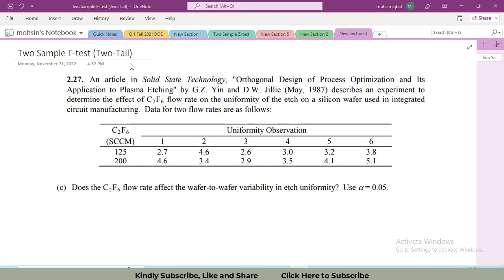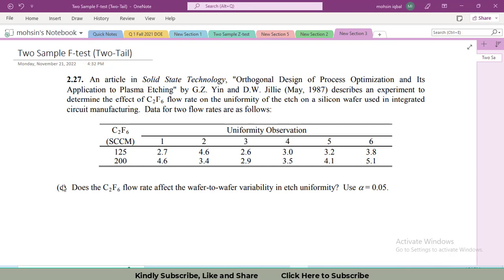Today I'm going to solve a two sample F-test with two tails. The F-test is used when we have two variances and we want to check whether these variances are equal or not. I have picked question number 2.27 from the book Design and Analysis of Experiments written by Montgomery, 9th edition.